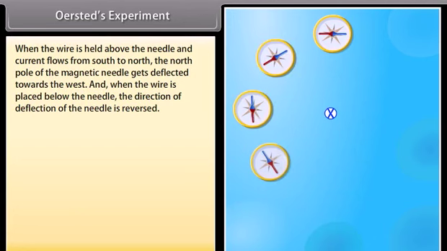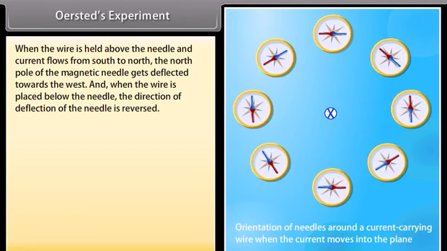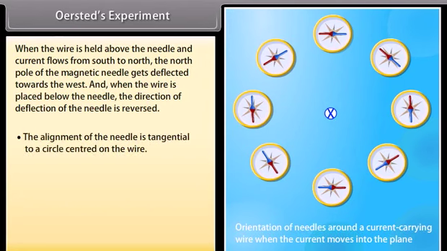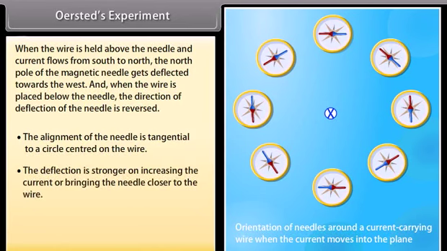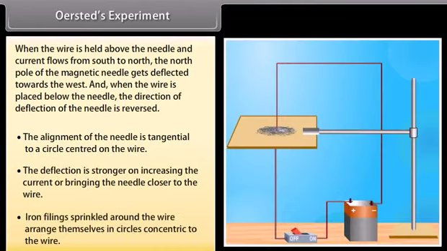And when the wire is placed below the needle, the direction of deflection of the needle is reversed. The alignment of the needle is tangential to a circle centered on the wire. The deflection is stronger on increasing the current or bringing the needle closer to the wire. Iron filings sprinkled around the wire arrange themselves in circles concentric to the wire.